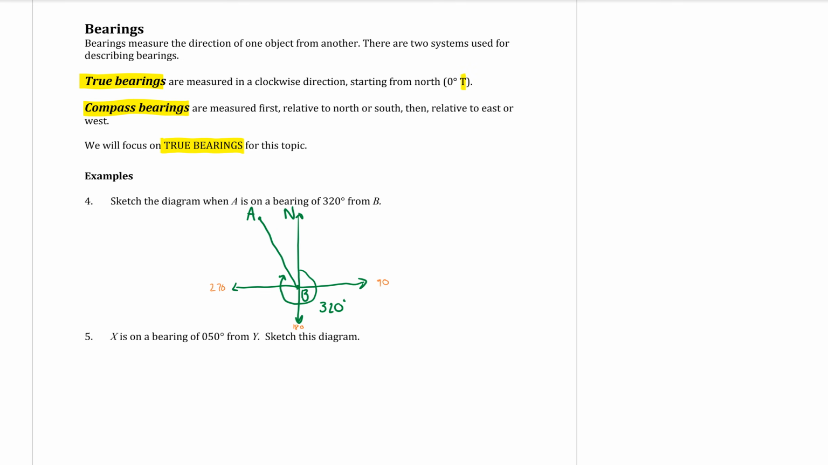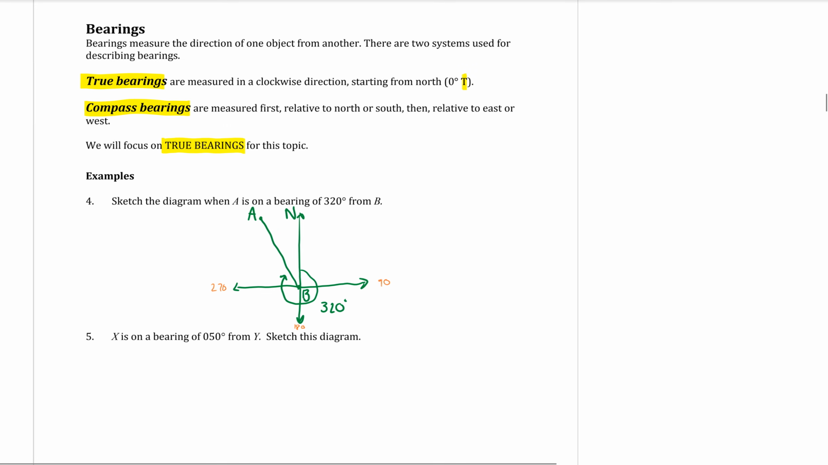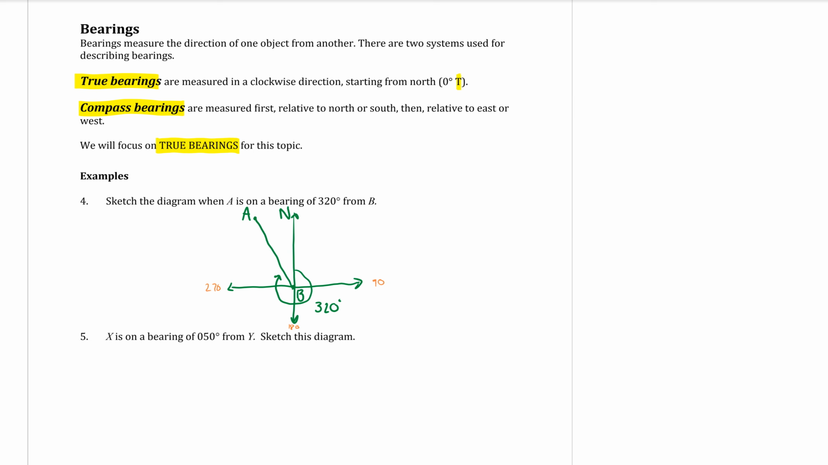Let's try again for question 5. X is on a bearing of 050 degrees. You notice the 0 at the front because true bearings should always have 3 digits. So any 2-digit measurement, they'll always put a 0 in front. So X is on a bearing of 050 degrees from Y.